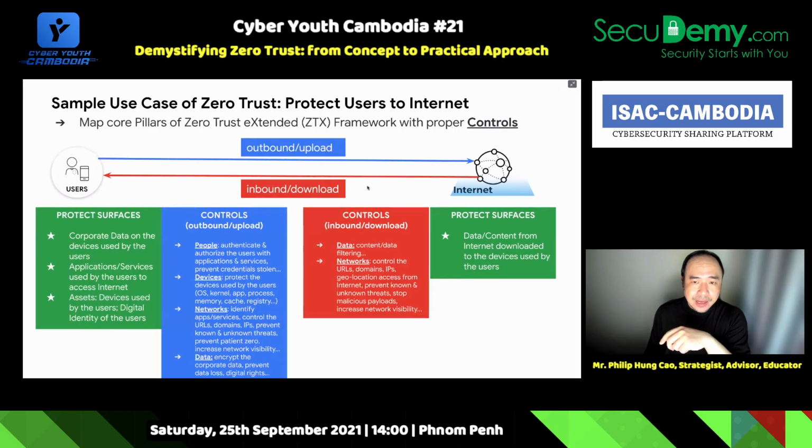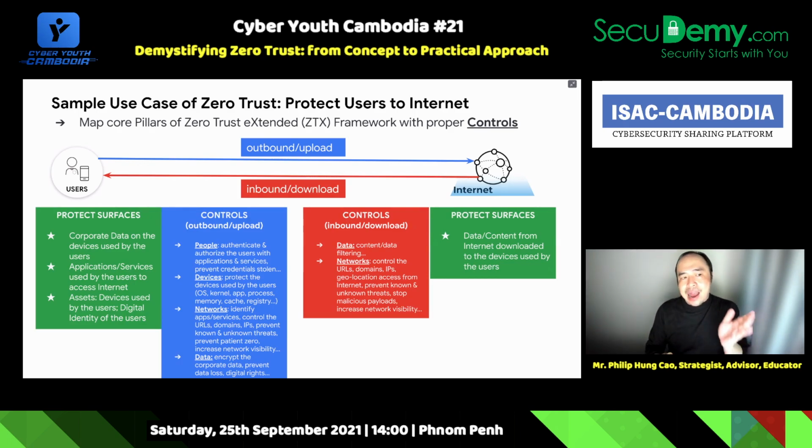And once we know that this is the transition flow that we have in this business scenario, let's move on to the third part, which is we map the core pillar of the ZTF framework with the proper control. Now, if you see the control I put here, one in the blue color and one in the red color. The control in blue is for the outbound, which means the users go to internet for that transition flow. And the control in red is for the second transition flow, which means the inbound, the internet back to the user.